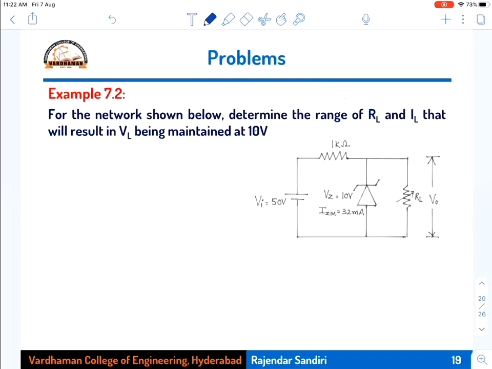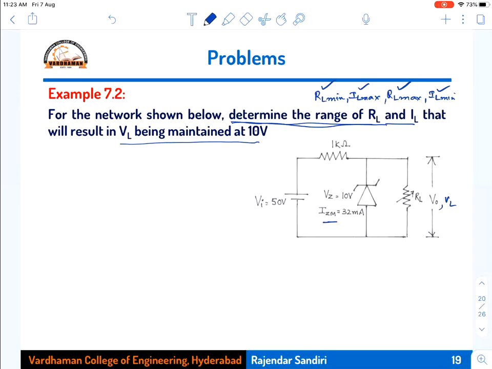Now, based upon this, we'll solve one problem. Here it is asked to determine the range of RL and IL. That means we have to calculate RL minimum, IL maximum, and RL maximum, IL minimum. These four parameters you have to calculate, because determining the range of RL means RL minimum and RL maximum, and IL means IL maximum and IL minimum. That will result in VL being maintained at 10 volts. VL, V naught, VZ are all the same, in parallel.